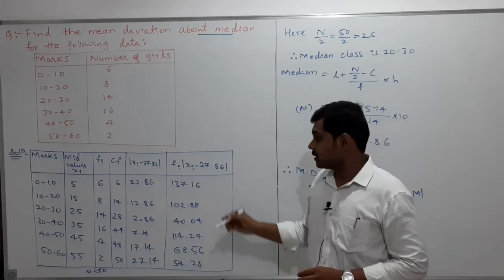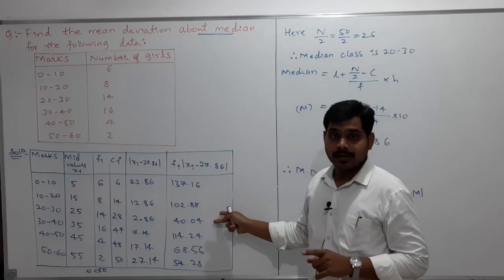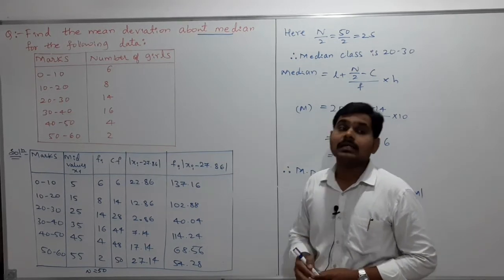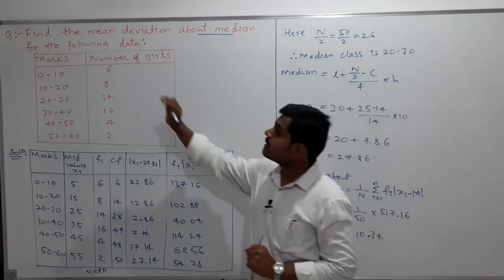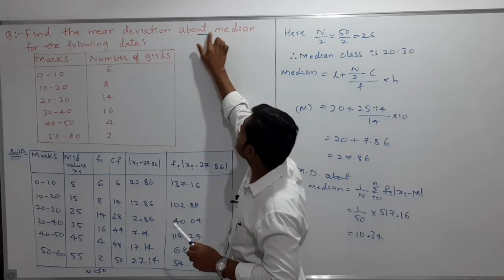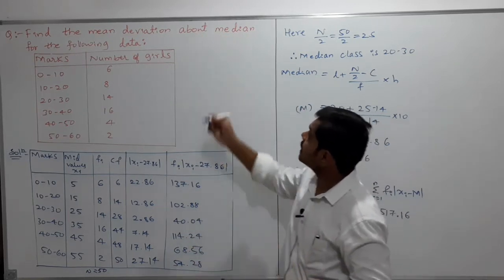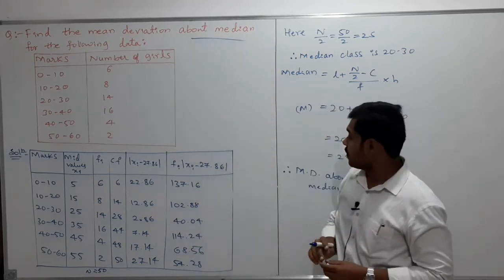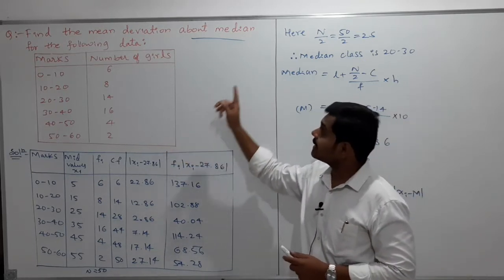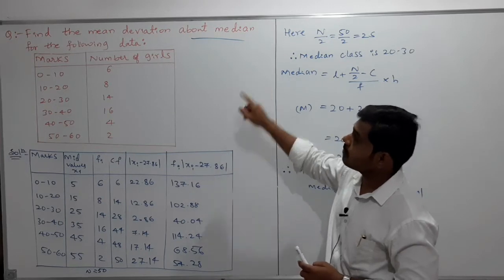So don't directly write this table. You should practice yourself, use the calculator and then simplify. Clear? So now my dear students, what is the given question? The given question is: find the mean deviation about median for the following data. Clear? So the data is given to you and they asked you to calculate the mean deviation about median.